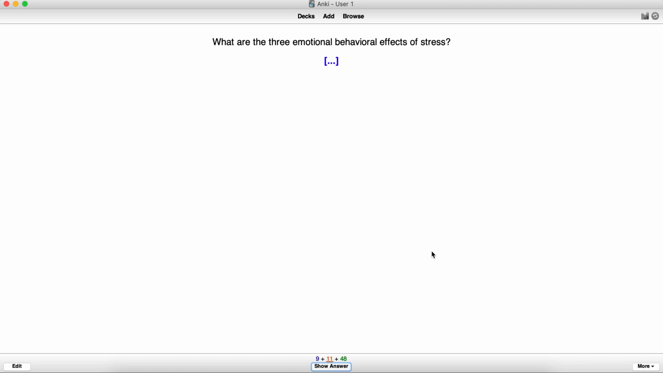Anger, anxiety, and addiction. When you're stressed, you're addicted to drugs. Emotional behavioral effect of stress is anxiety, which centers in the amygdala.